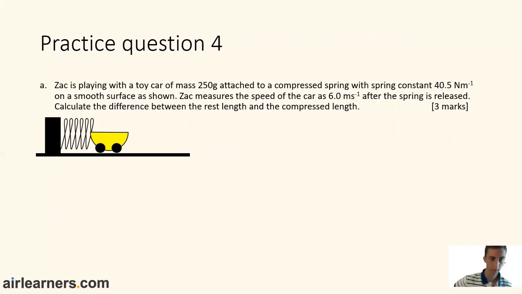All right, practice question 4. Zach is playing with a toy car of mass 250 grams attached to a compressed spring with a spring constant of 40.5 newtons per meter on a smooth surface as shown. Zach measures the speed of the car as 6 meters per second after the spring is released. Calculate the difference between rest length and the compressed length. So 3 marks. It'll require a little bit of thought, but I reckon you can do it. 3 minutes, so pause the video and get back to it when you're done.